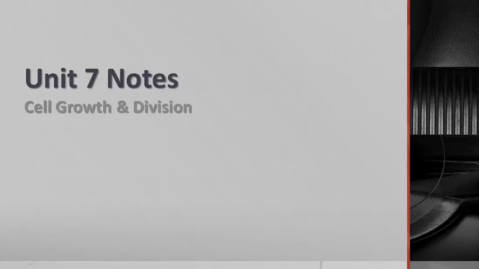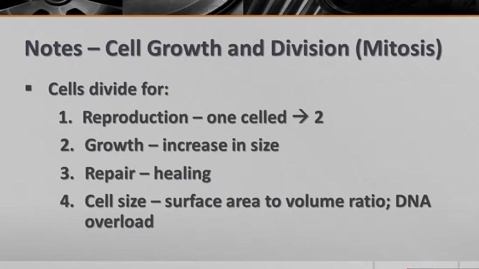This is Mrs. Vance, and today's lesson is about the cell cycle. Now, as cells grow, they go through a series of events in their life. And eventually they reach the point where they need to divide. There are a number of reasons that cells might divide.